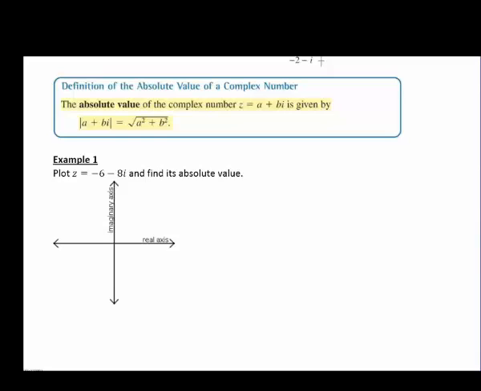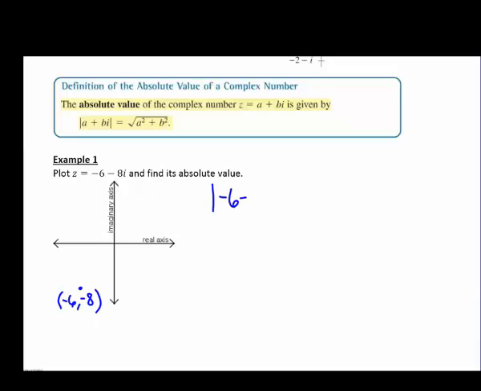So for number 1, we're just plotting this number, -6 minus 8i, okay? And so we just take the (-6, -8), so we come to the left on the x-axis about 6 units, and then down about 8. And so that is our point, (-6, -8). Fairly simple. And now we're going to try to find the absolute value.